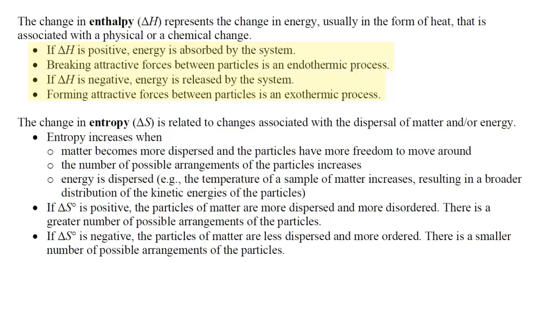And with respect to entropy, if delta S is positive, the particles of matter are more dispersed, more disordered. There's a greater number of possible arrangements of the particles. On the other hand, if delta S is negative, the particles of matter are less dispersed and more ordered, and there's a smaller number of possible arrangements of the particles.